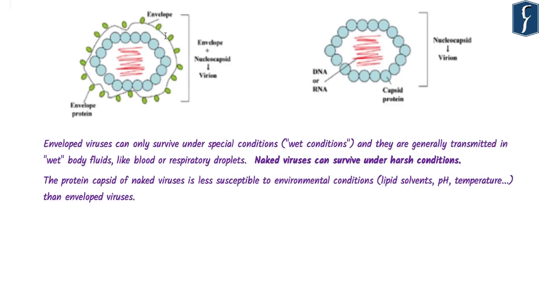So there are two kinds of viruses. One that has an outer layer of lipid called as envelope and one which is bereft of such an envelope. But both will have genetic material and protective protein coat called as capsid.